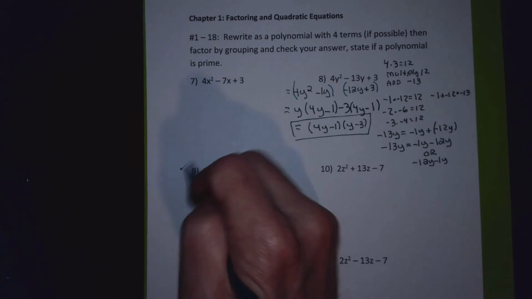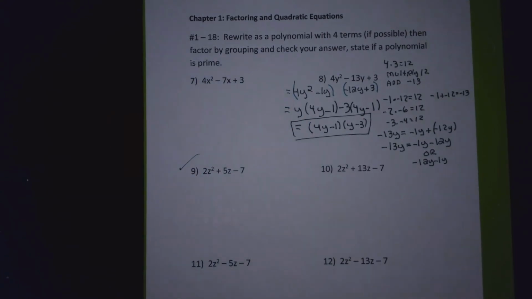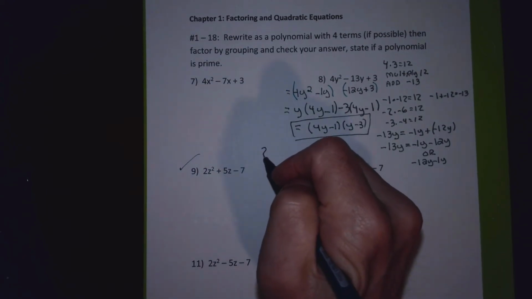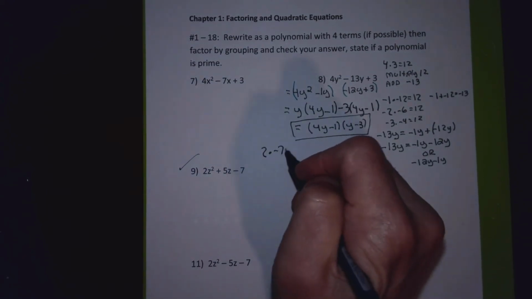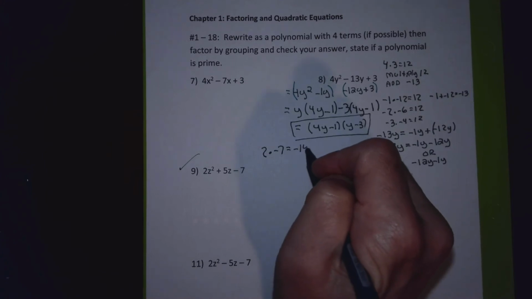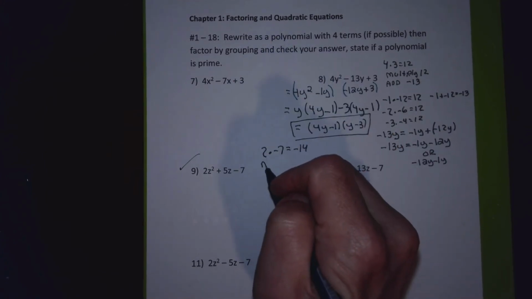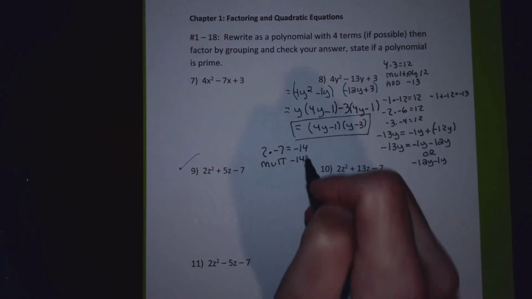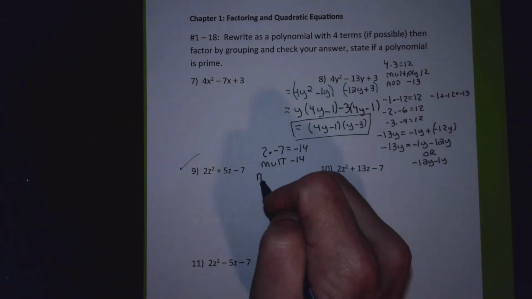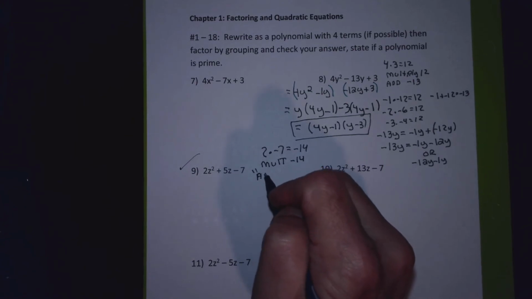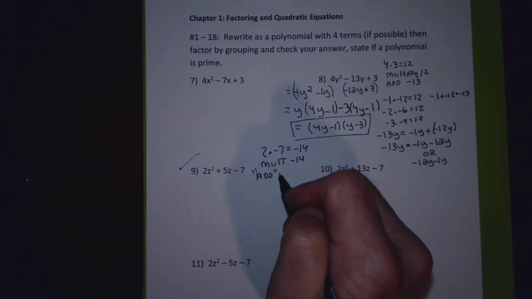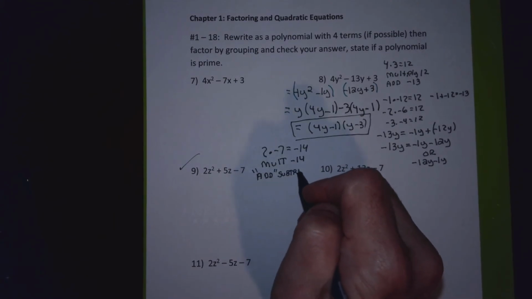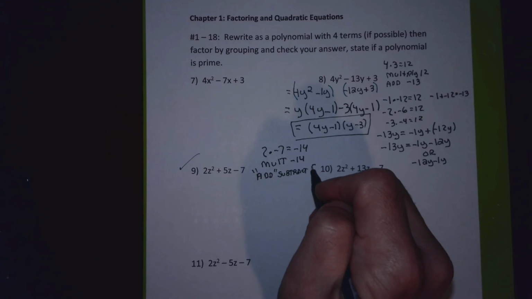Maybe we'll do 9 together, and I'll skip on 10. So I'm going to start, I'm going to multiply the lead coefficient of 2 times the constant of negative 7 and get negative 14. So I need numbers that multiply to negative 14, and I either can say quote unquote add, or I can say subtract, because they're really going to subtract to be the 5.